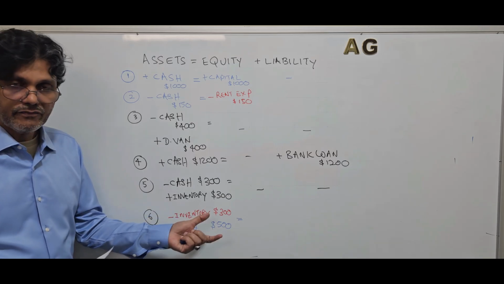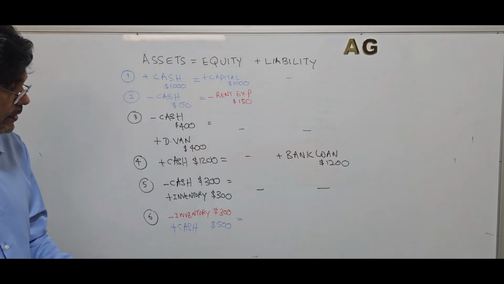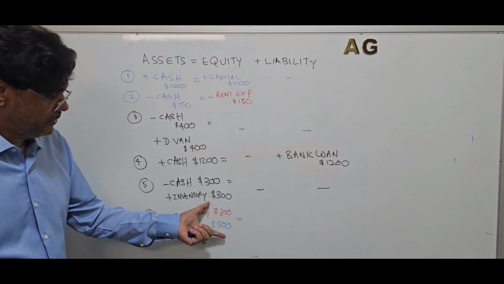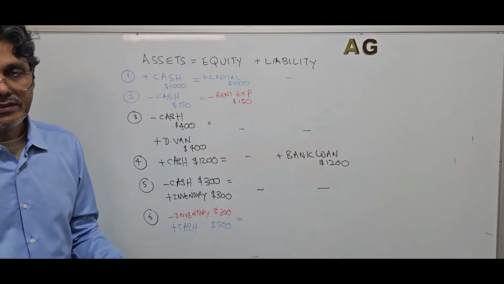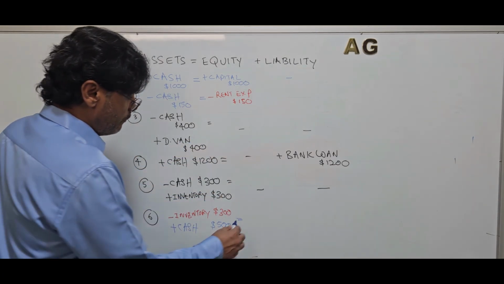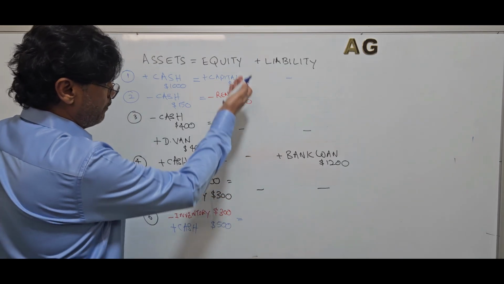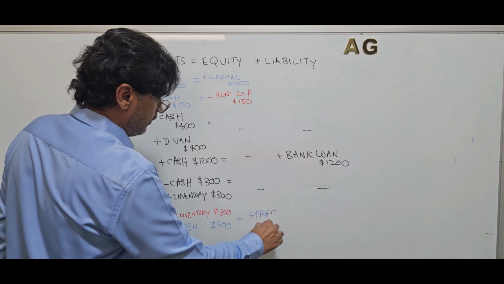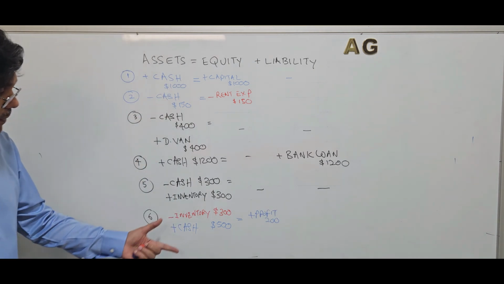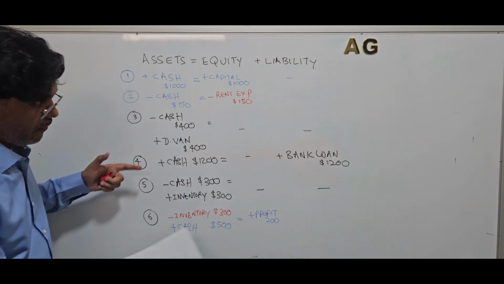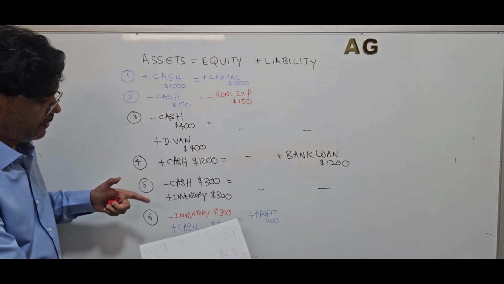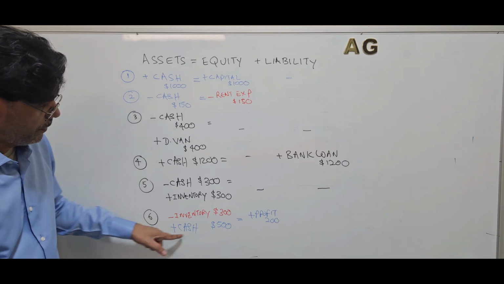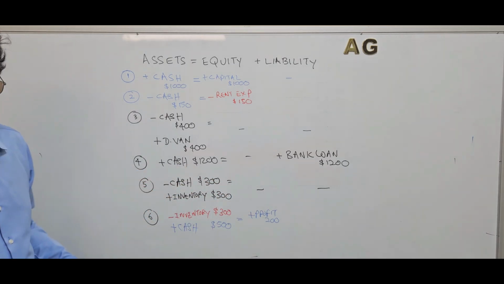So what is the difference? It is $200. This $200 is the profit, right? This profit belongs to the owners of the business, so the equity will increase by 200. Thereby we can balance the accounting equation. Both sides will balance. The net impact is 200 and that 200 is added here, 200 plus, 200 plus. So the accounting equation will balance.